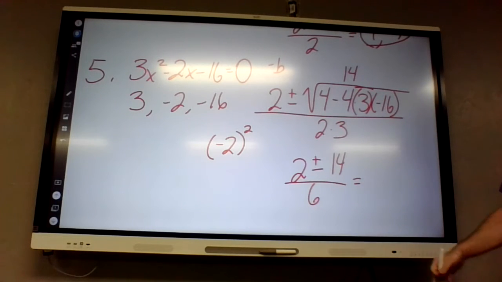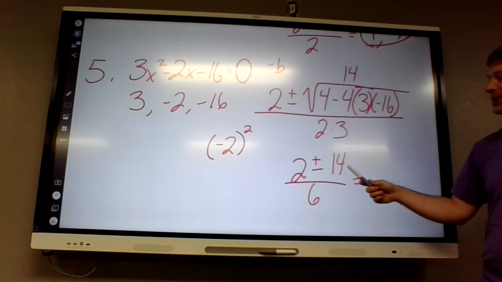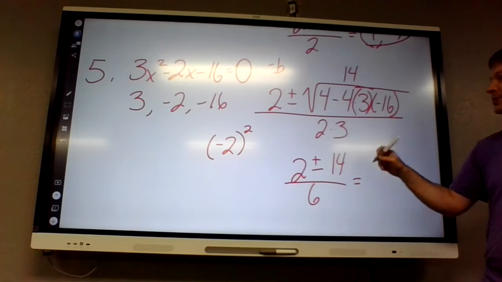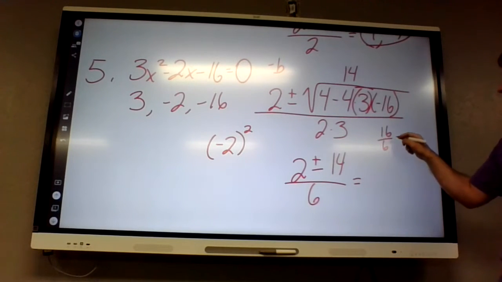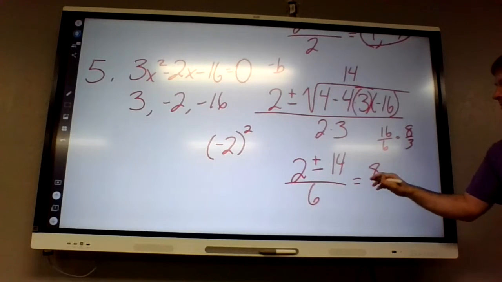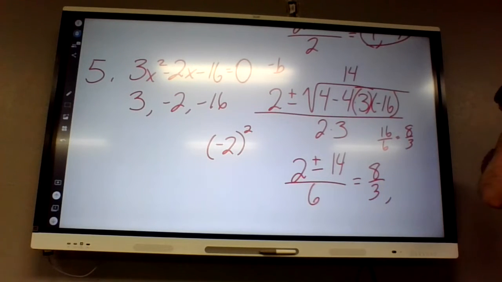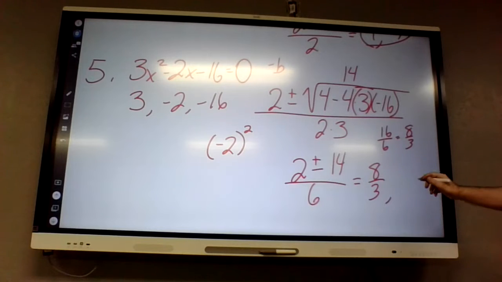All right, so I have 2 plus 14 is 16 over 6. Do you guys know what 16 over 6 is? Divided by 2, it's 8 over 3. And 2 minus 14 is negative 12. Negative 12 divided by 6 is negative 2.